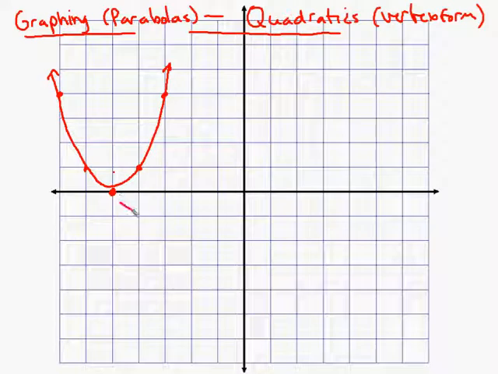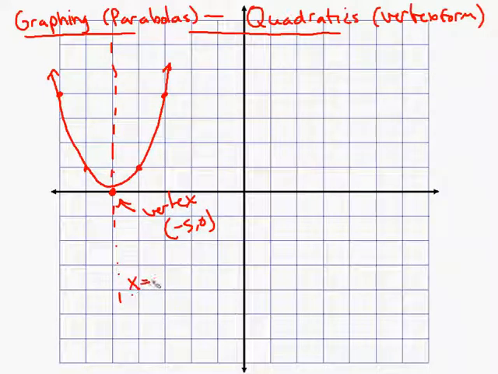Here's my vertex, right? What's that word beside quadratics? Vertex form. Vertex. And then this, right down the middle, is my axis of symmetry, which is x equals negative 5. It's just the x part of that vertex.